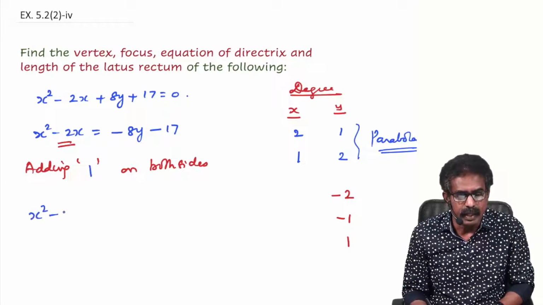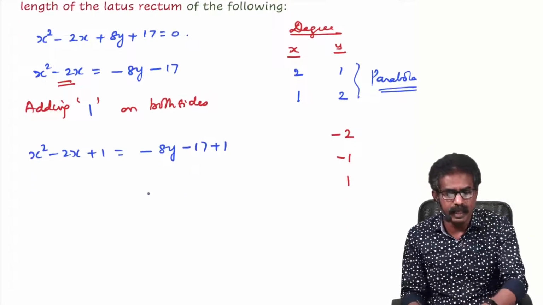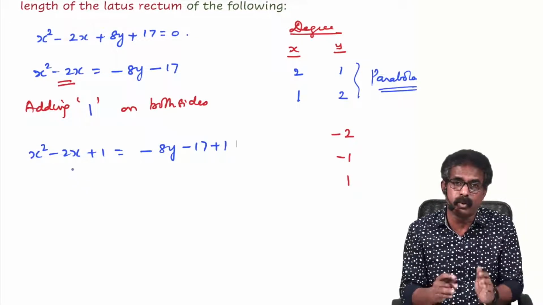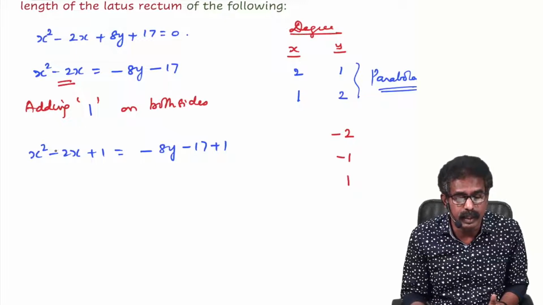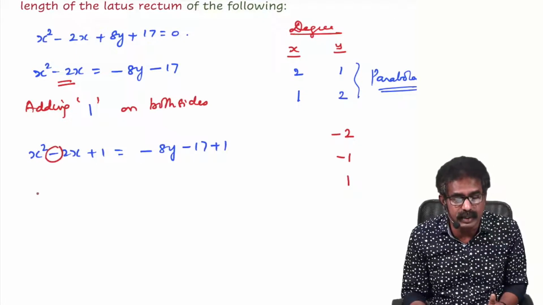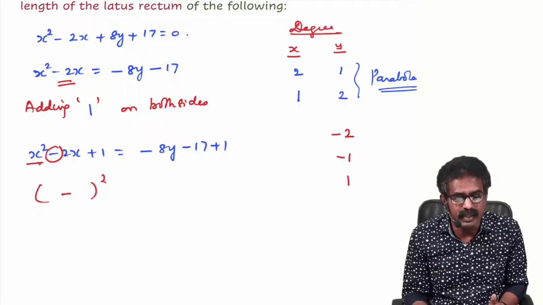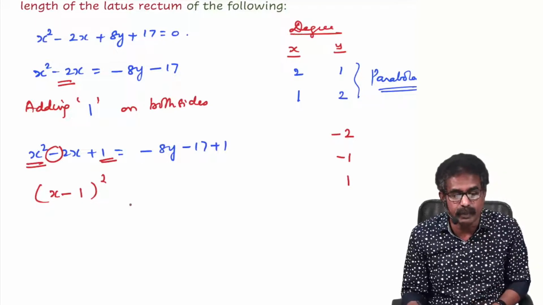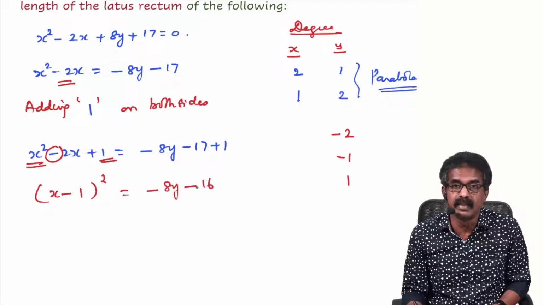So x square minus 2x plus 1 equal to minus 8y minus 17 plus 1. Now the left side is a perfect square. Either it will be a plus b the whole square or a minus b the whole square. But you know here the 2ab term is minus, so this is a minus b the whole square. Square root of the first one, x square, is x. Square root of the last one, 1, is 1. If it is 25, you write 5 here. On the right side, minus 8y minus 17 plus 1, which is minus 16.